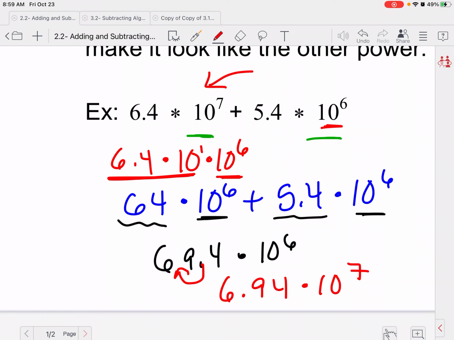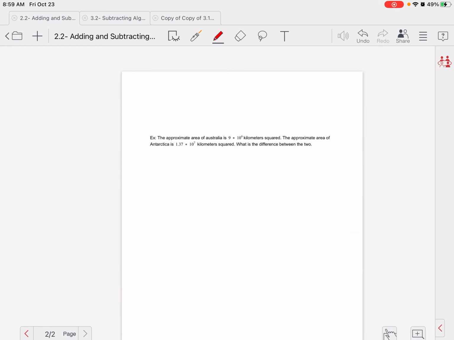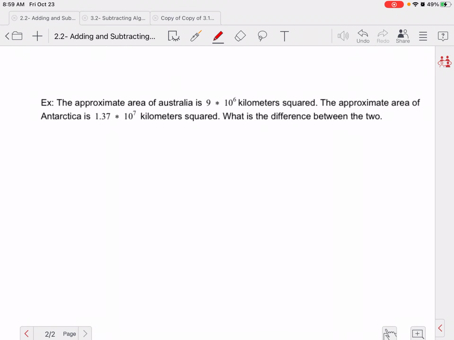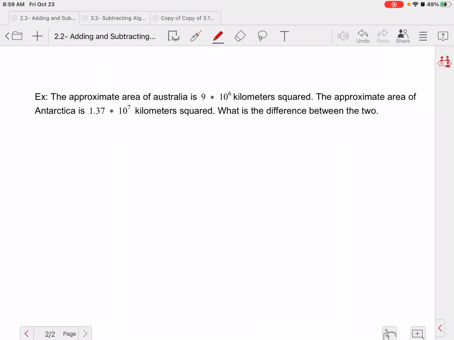Okay, let's try another one of those. So the approximate area of Australia is 9 times 10 to the 6th kilometers squared. The approximate area of Antarctica is 1.37 times 10 to the 7th kilometers squared. What is the difference between the two? So again, I'm just going to rewrite these down here.